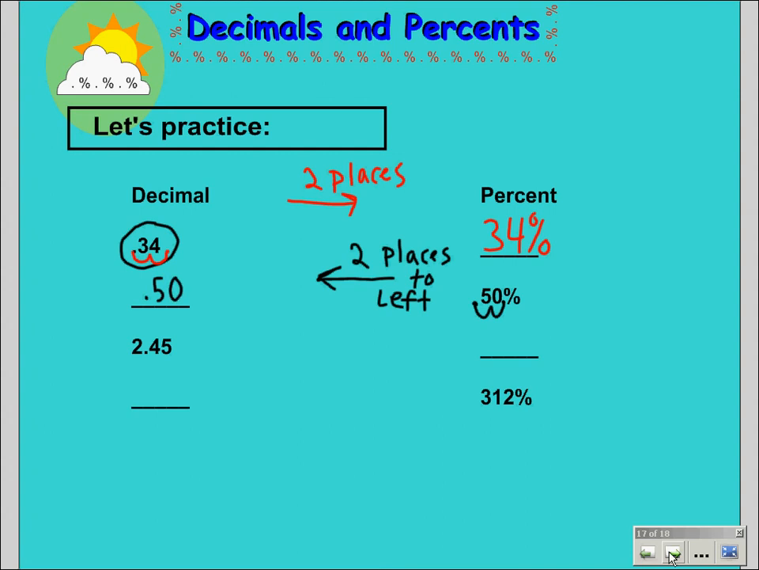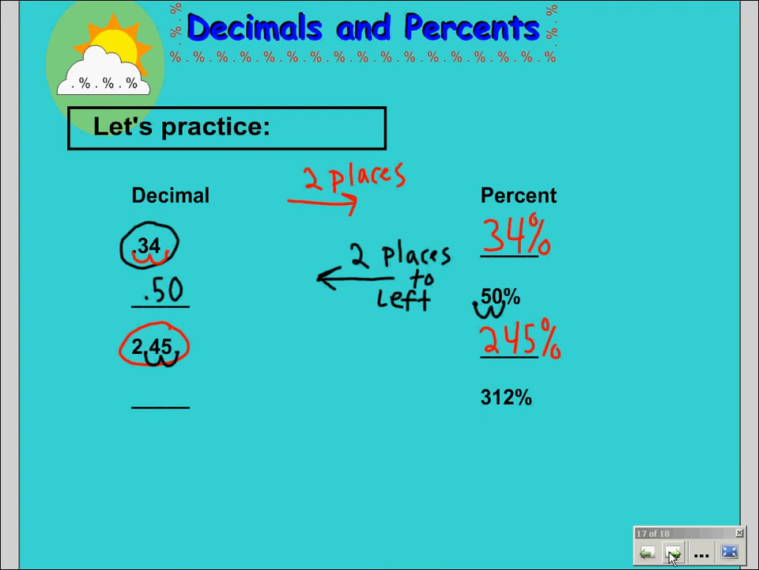In another example, with the decimal 2.45, even though there are now 3 numbers instead of just 2, our same rule is going to apply. We are still going to take our decimal and move it 2 places over to the right. 1, 2. Giving us the whole number 245, because we have the 2, the 4, and the 5 and the decimal to the right of the 5. And do not forget your percent sign.